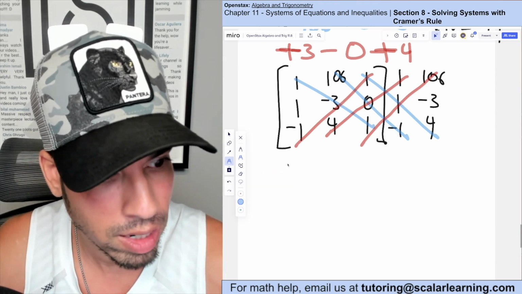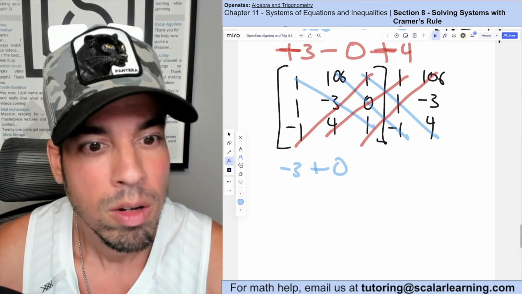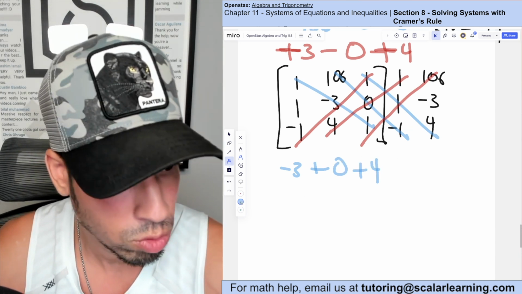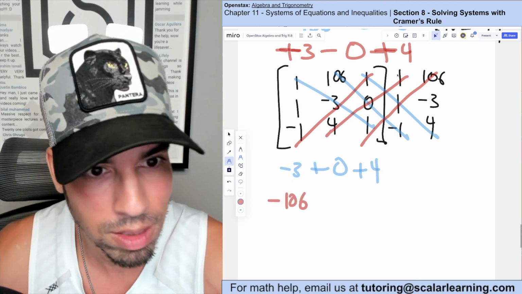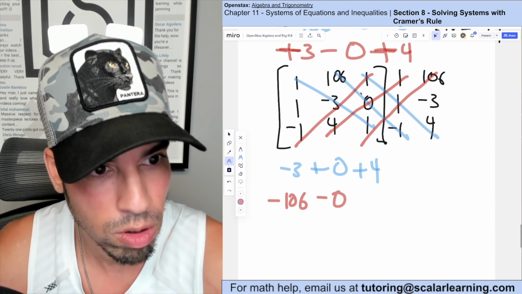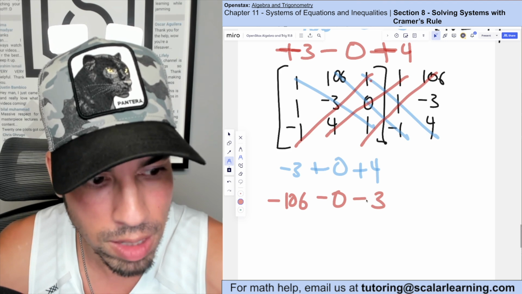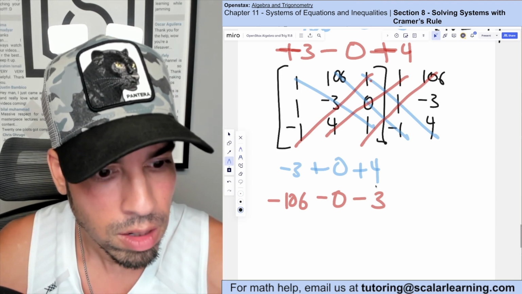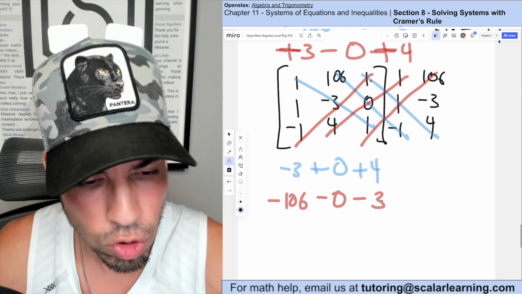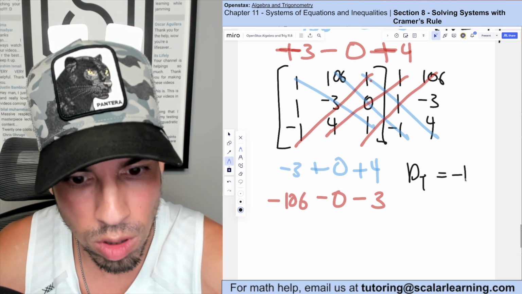First, we got negative 3 plus, that's going to be 0 because of that 0 in the mix, plus a 4. And now let's do the reds coming back this way. That's going to be 106 positive, but we're minusing it. Then we got another 0. And then we got 1, negative 3, negative 1 is 3. But again, we're minusing that. All right, let's combine everything. We got negative 109, negative 112, and then plus 4 is negative 108.